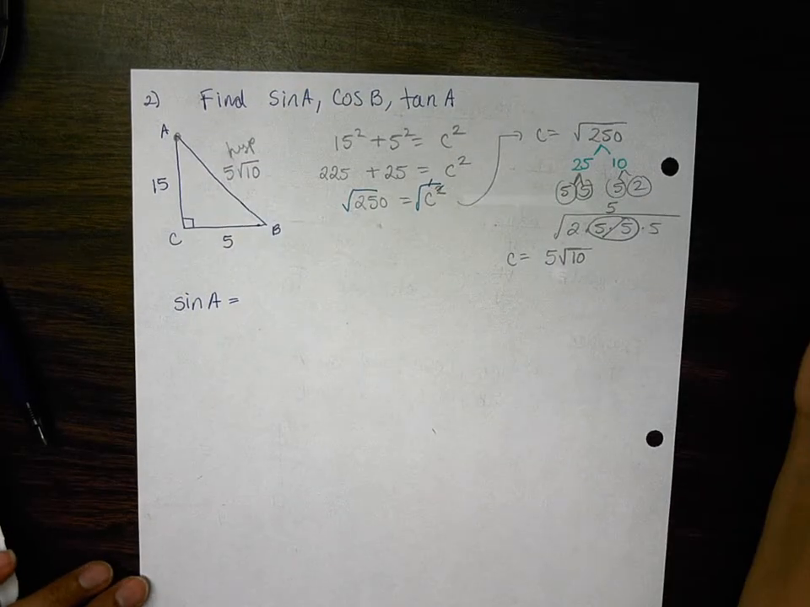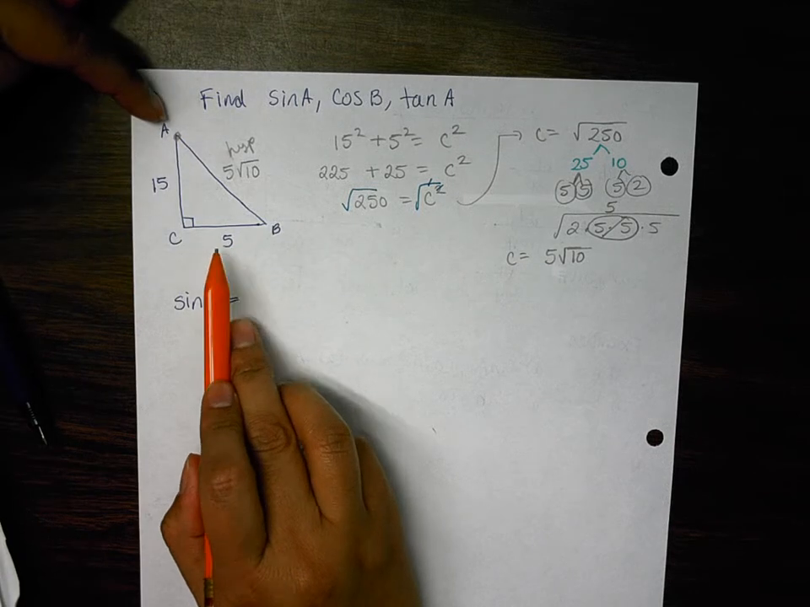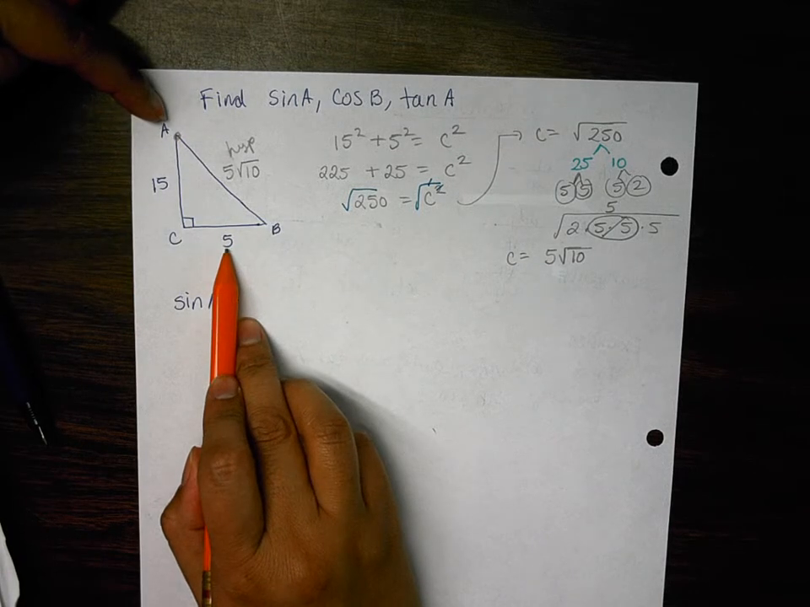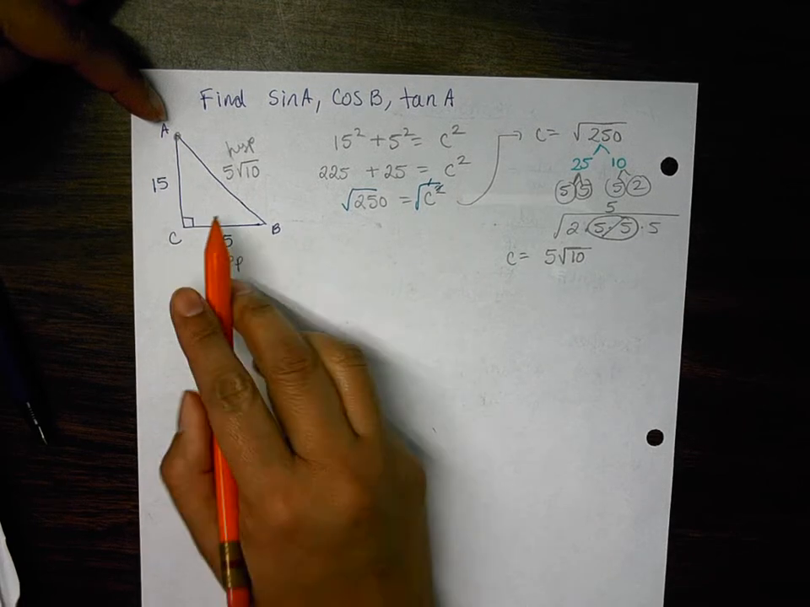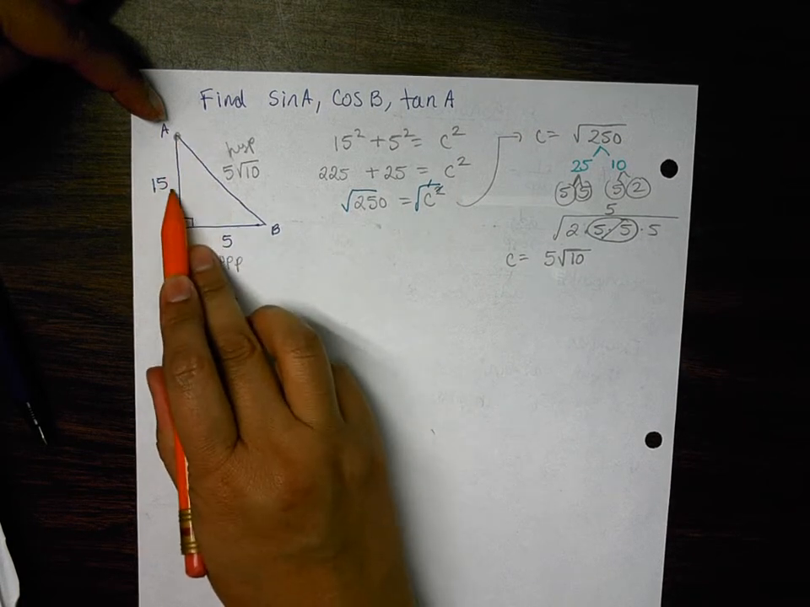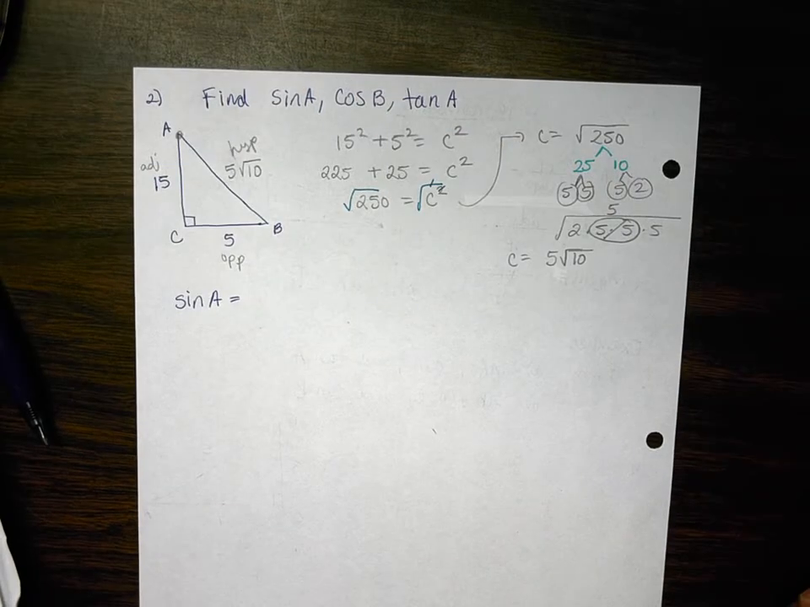Okay, what am I pointing to? In reference to angle A, what is 5? This is the what? Opposite. And what is the 15? Adjacent. Okay, sine of A is, oh, we didn't write it down.